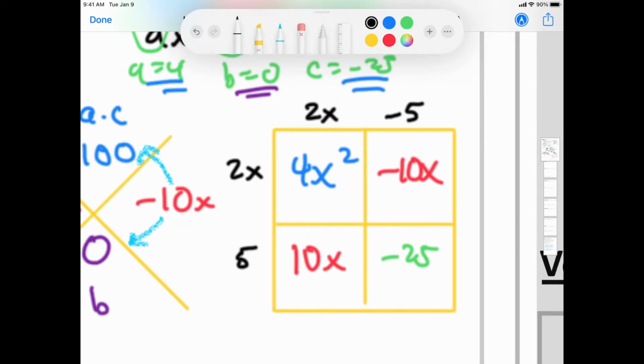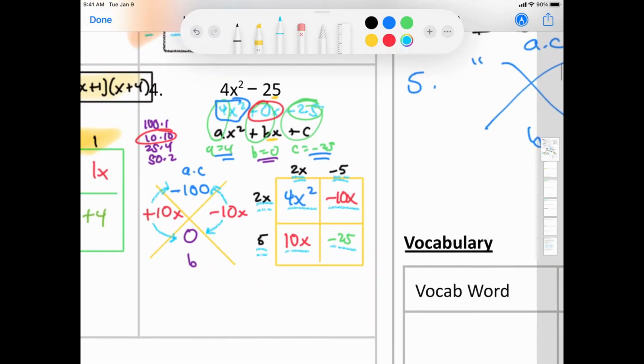Let's double check our answers. 2x times 2x gives me 4x squared. 2x times negative 5 gives me negative 10x. 2x times 5 gives me 10x. And 5 times negative 5 gives me negative 25. So these are my answers right here. I'll put it right up here. Because when you factor 4x squared minus 25, you'll get 2x minus 5 and 2x plus 5 as our answer.